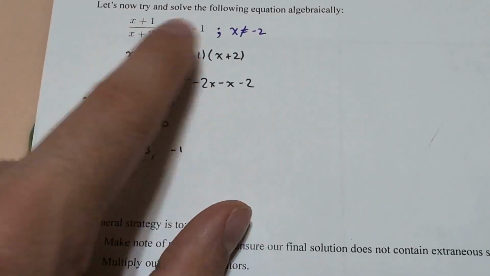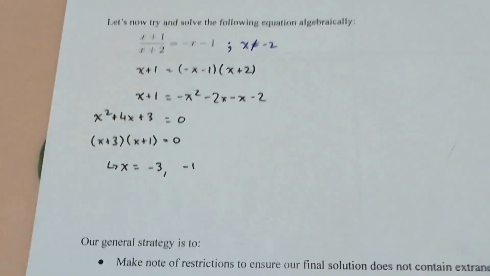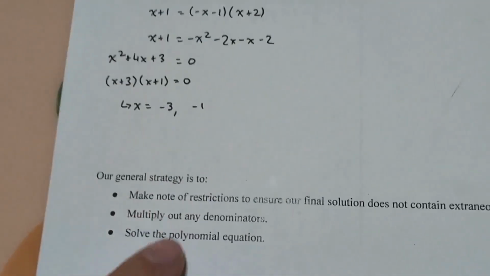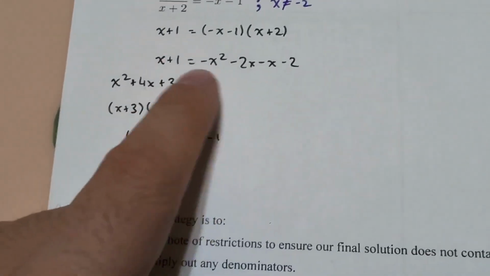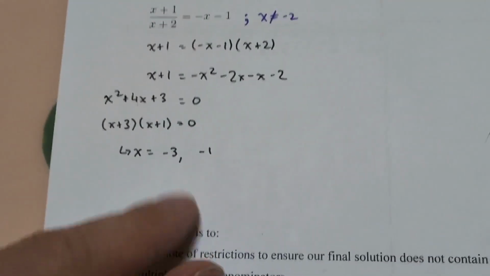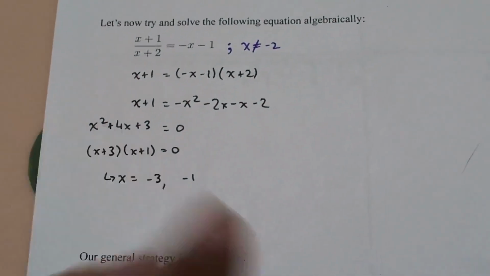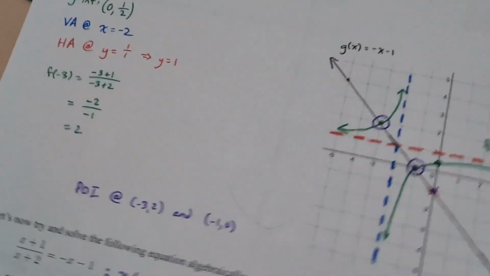Multiply out our denominators like we did. We multiplied out x plus 2, and then we solved. We just had a polynomial equation. Here was a quadratic equation. We know how to solve those things. So I'm going to flip over to the second page here.